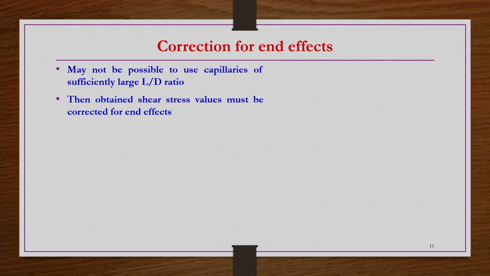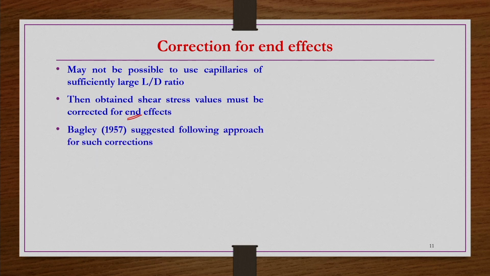Then what do we do? The obtained shear stress values must be corrected for end effects. We can safely say entry effects, because exit effects are negligible. Bagley suggested an approach for correcting the pressure drop: you take care of the increased pressure drop and subtract it from the experimental pressure drop. Then whatever shear stress you get is going to be reliable, the true shear stress.